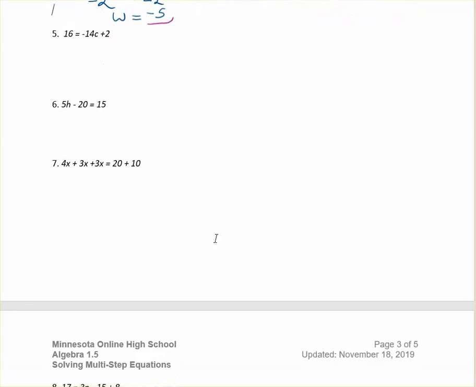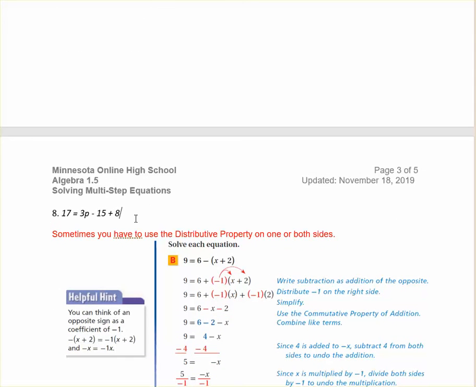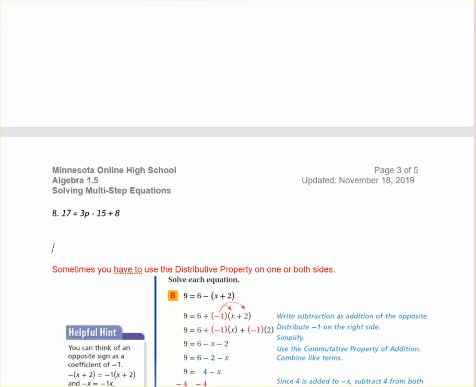Let's look, in number 7, you have to simplify both sides. But look at how simple they are to simplify. 20 plus 10 is 30, and over here you have all like terms, so you just have to figure out what is 4x plus 3x plus 3x, so you'll have something x equals 30. Don't forget to do number 18 just because it's at the top of the page.